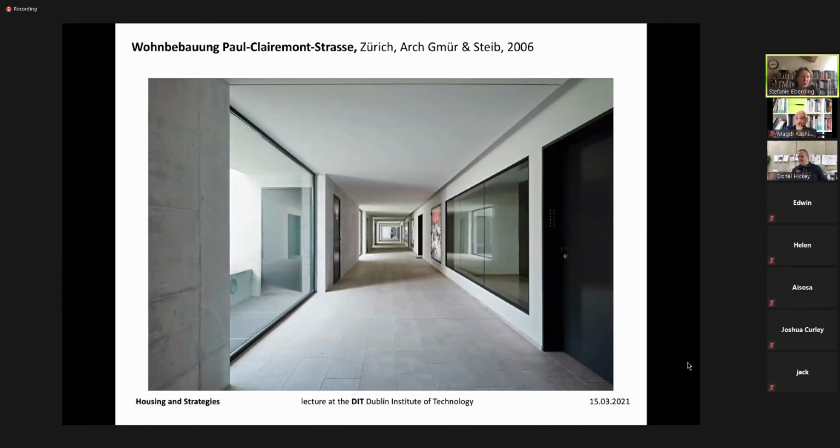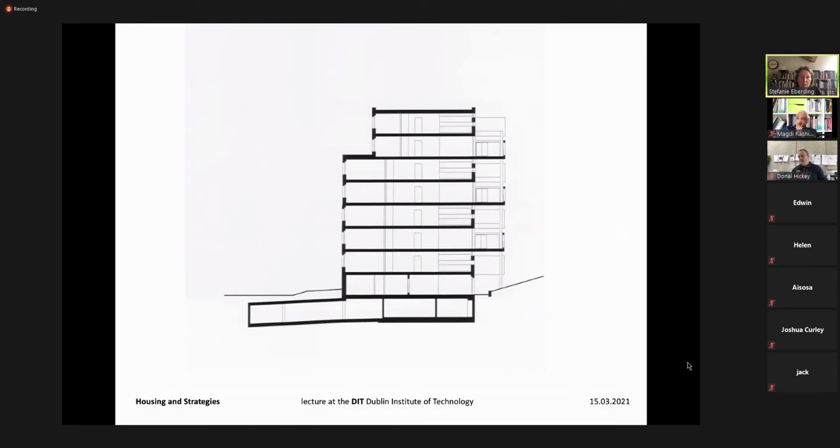This is a view into the ground level with the access to the apartments and to the little office units. Here's a section where you can see how the vertical gardens function. So there's still enough light coming into the apartments.